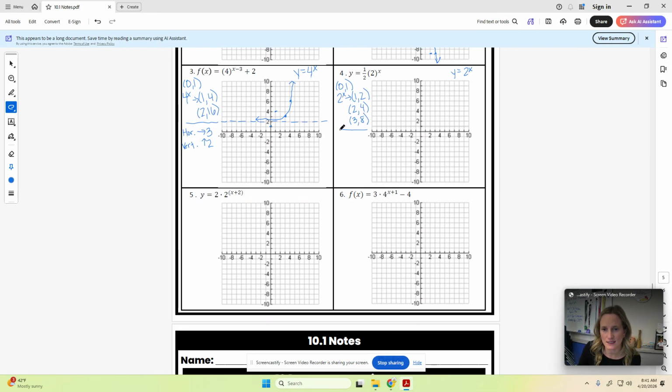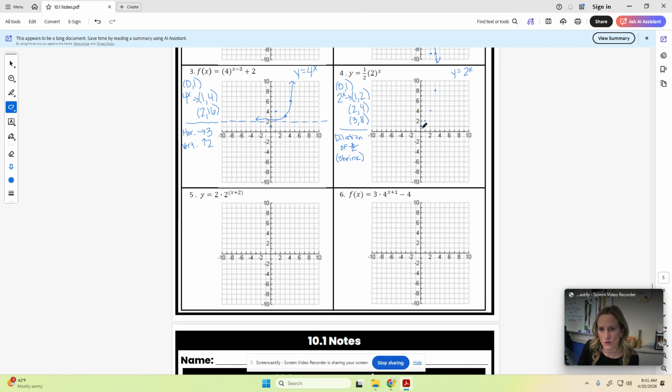And again, like I said, the only transformation is a dilation of 1/2. So this is half. This is going to shrink our graph. We're going to take each y value and divide it in half. So we're going to graph these 4 original points, (0, 1), (1, 2), (2, 4), and (3, 8). My x values aren't changing, but each y value is getting multiplied by 1/2 or cut in half.